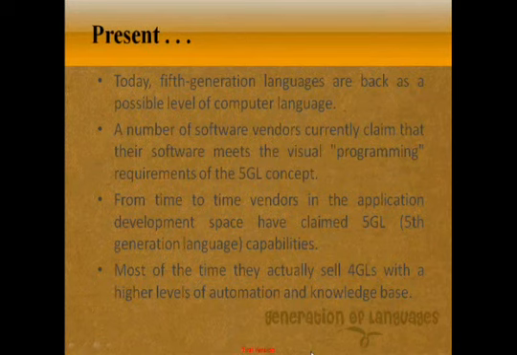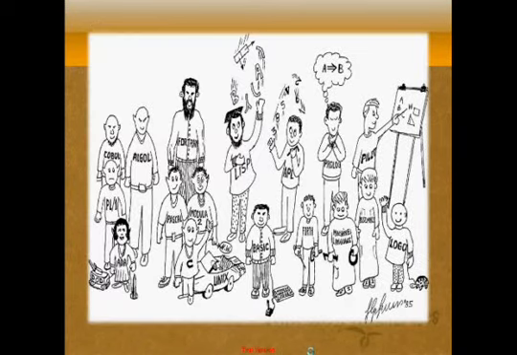Today, fifth generation languages are back as a possible level of computer language. A number of software vendors currently claim that their software meets the visual programming requirements of the fifth generation language concept. From time to time, vendors in the application development space have claimed fifth generation language capabilities. Most of the time, they actually sell fourth generation language with a high level of automation and knowledge base.